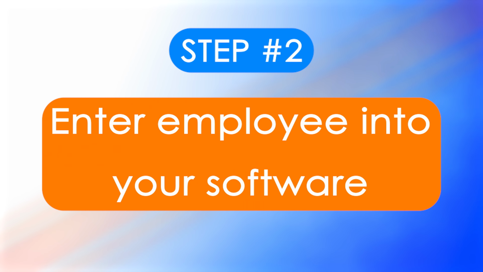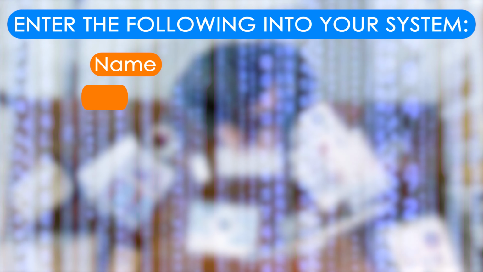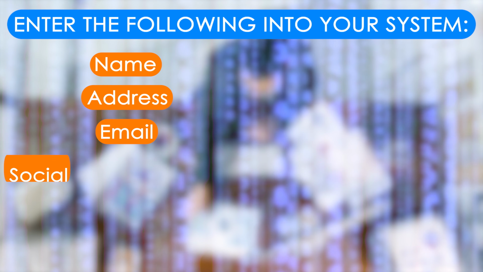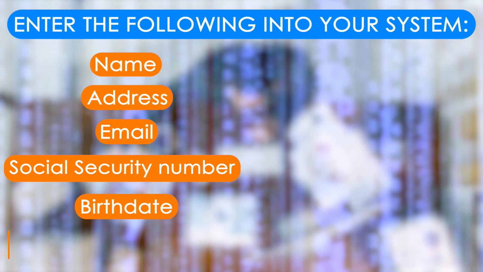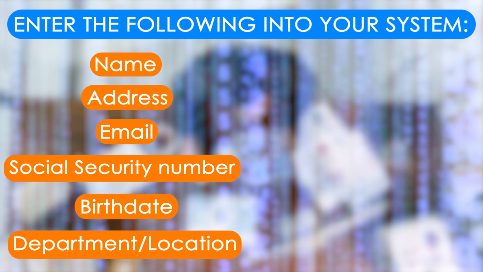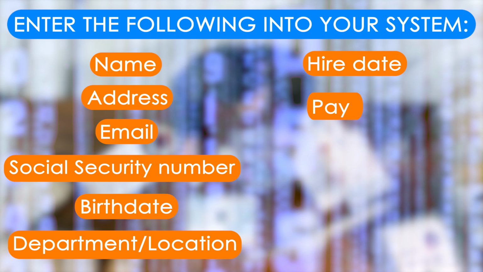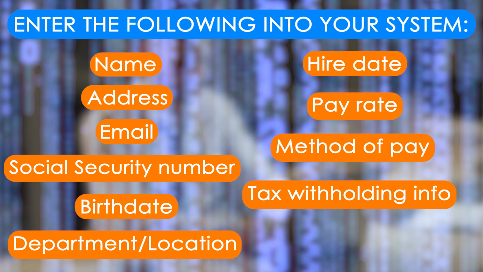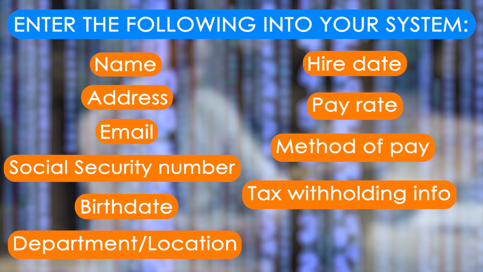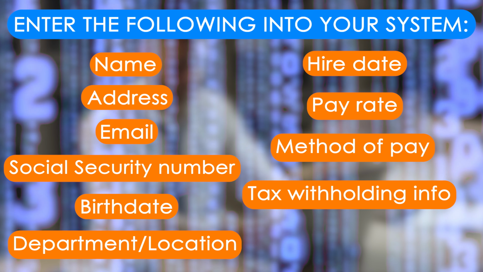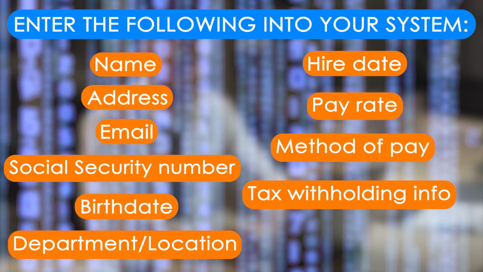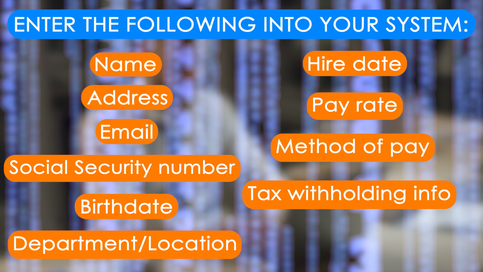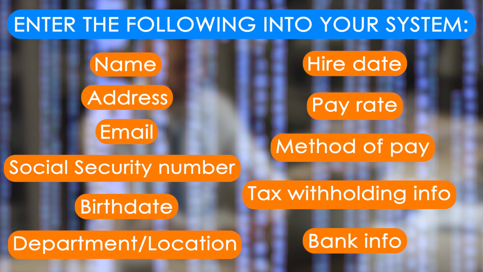Step number 2, enter employee into your software. Typically, you need to enter the following information into your system: name, address, email, social security number, birth date, department or location in which they work, hire date, pay rate, method of pay, tax withholding information. You'll need to enter this directly from the employee's W-4 so that the payroll software can correctly calculate the federal and state income tax withholdings. Bank information for direct deposit if applicable.